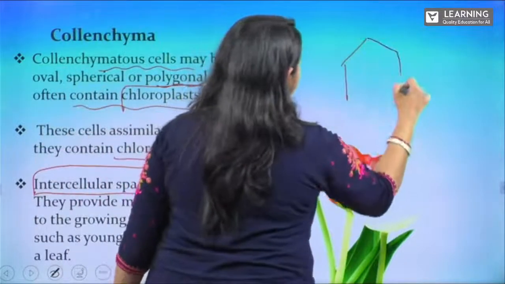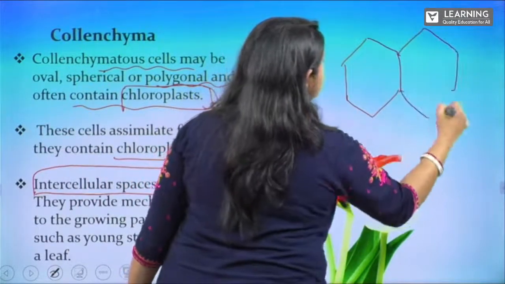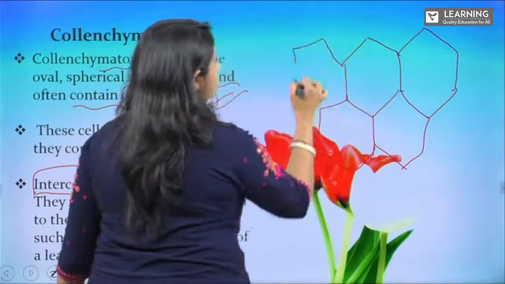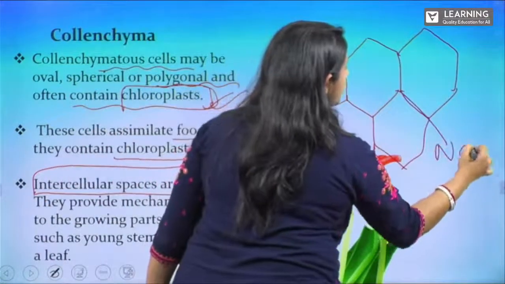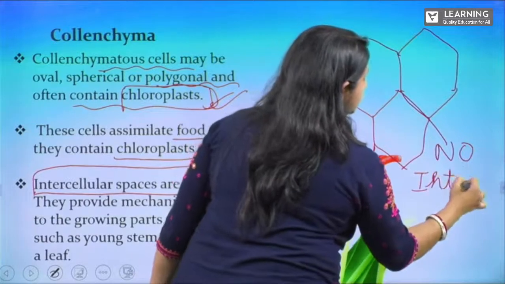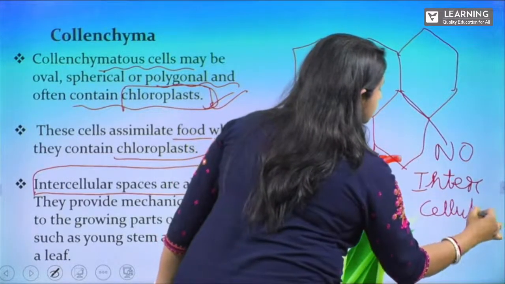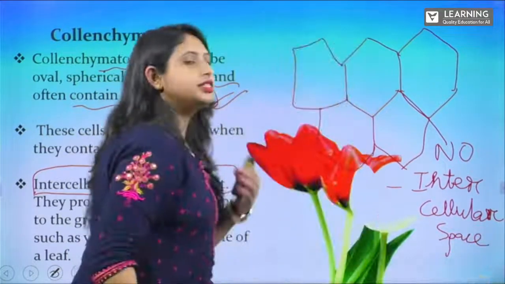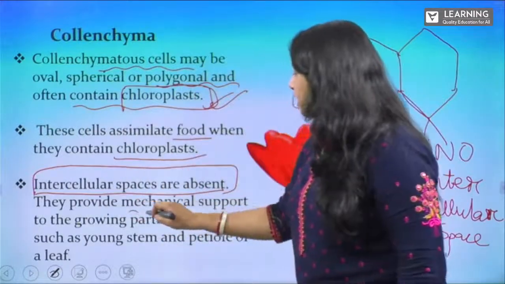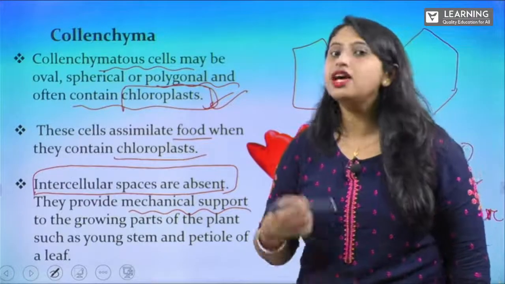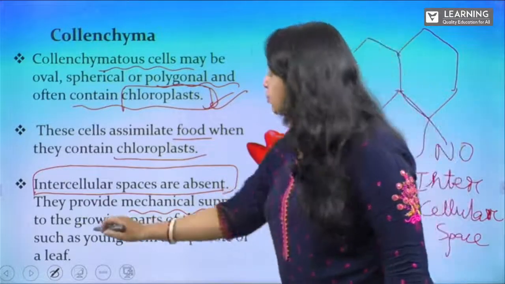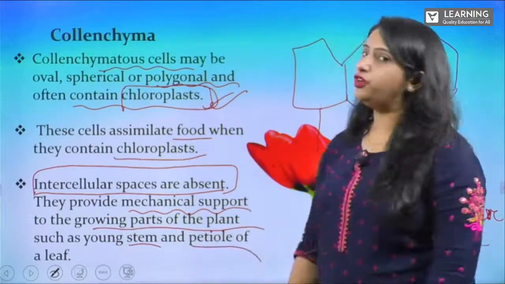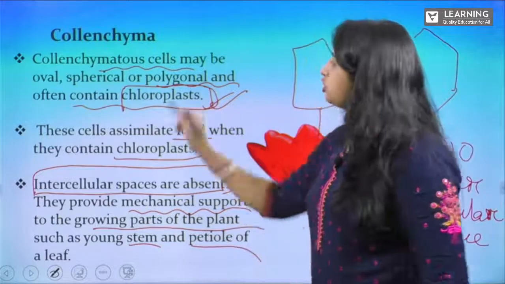So if I draw it here like this, it can be like this. See, there is no intercellular space here. No intercellular space. So they provide mechanical support. As the cell walls are thick, they provide mechanical support to the growing parts of the plant, such as the young stem and the petiole of a leaf. So this is the function of your collenchyma.